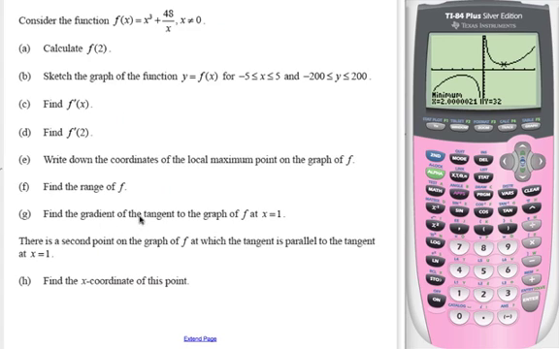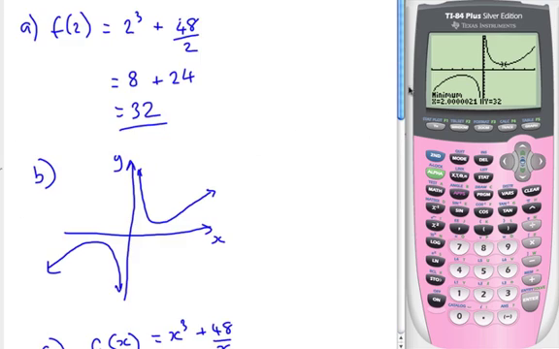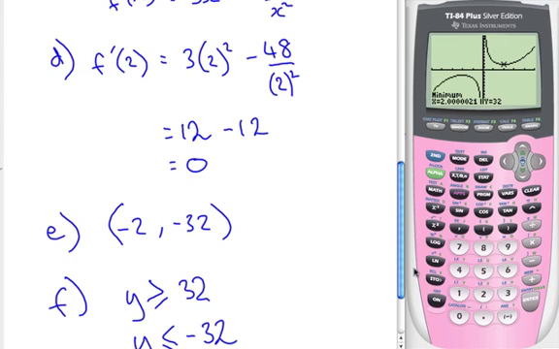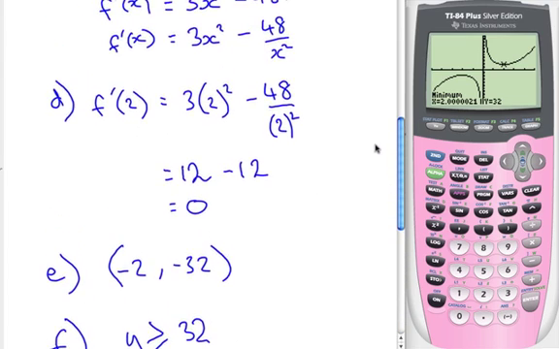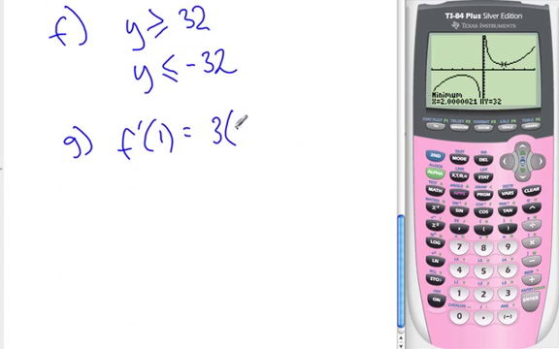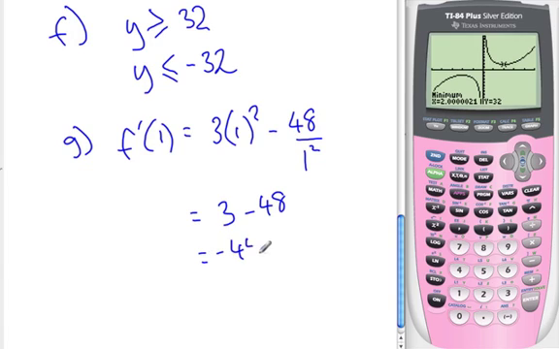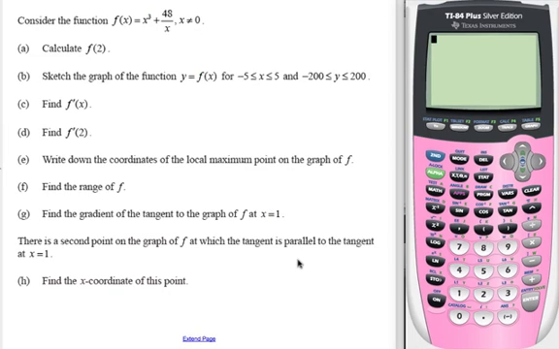Part G, what's next? Find the gradient of the tangent to the graph at x equals 1. Okay, so let's just go over here. The gradient function we've already worked out, f dash x. So all we need to do is work out f dash of 1. Alright, so f dash of 1 equals, let's just remind what it was. Here we are, so 3x squared, so 3 lots of 1 squared, and then take away 48 divided by 1 squared. Alright, so we're going to get 3 take away 48 equals -45.